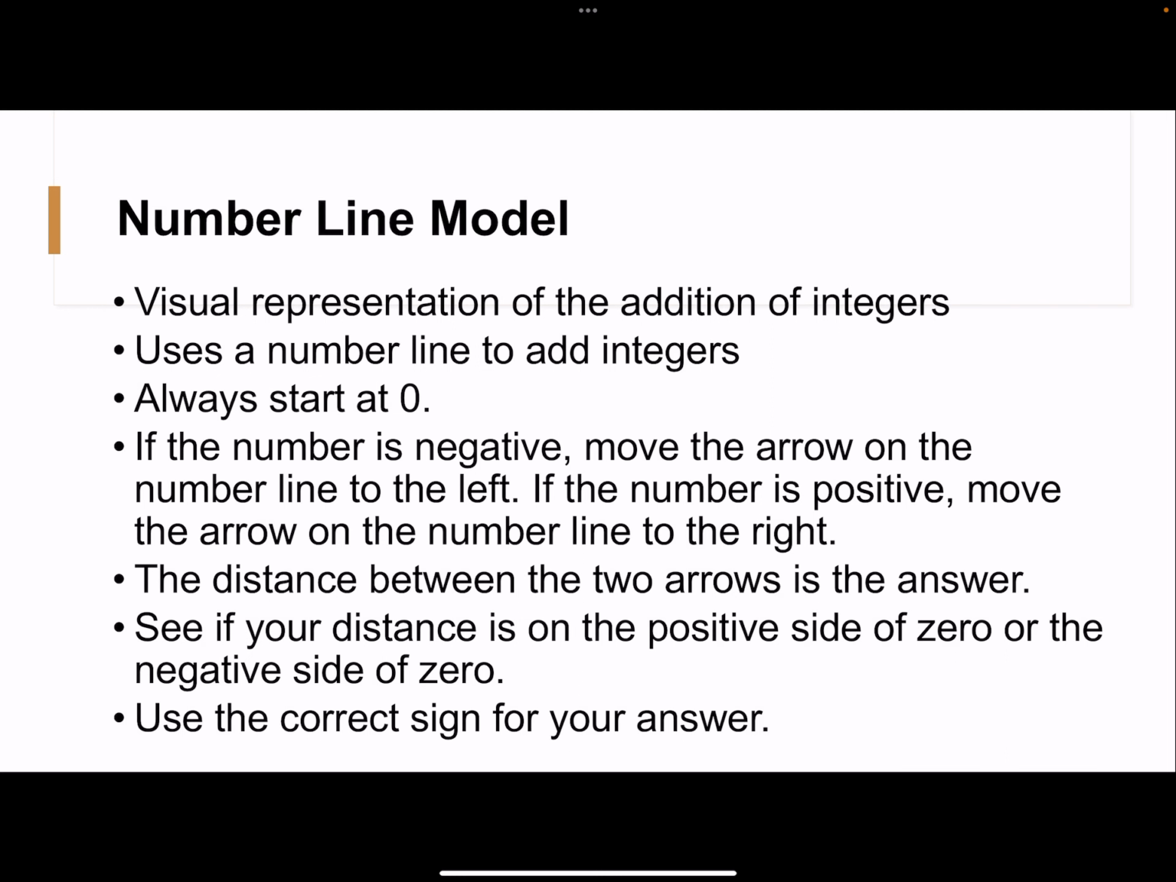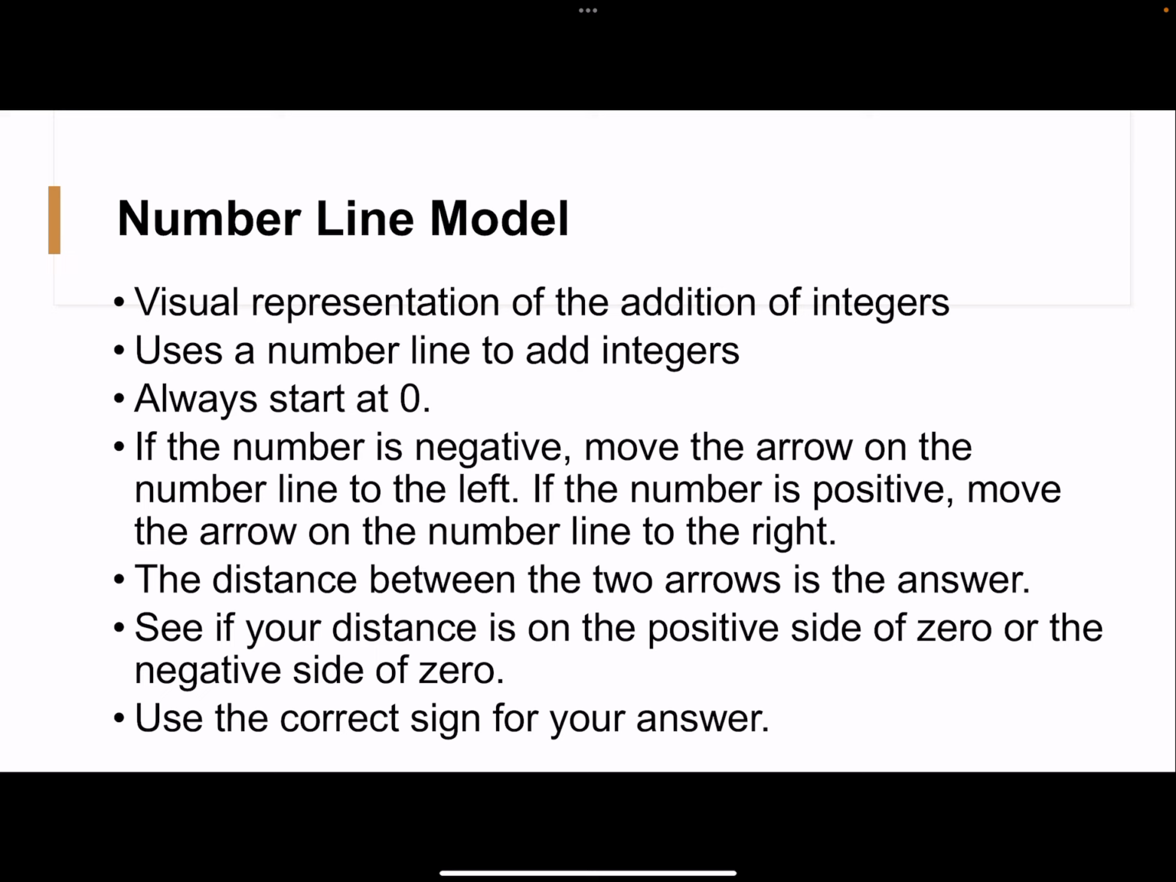One of the important ones that we use, typically starting off teaching the addition of integers, is the number line model. This is, again, a visual representation. We want to make sure that we're addressing all types of learning styles. That's the reason that we teach these different algorithms. To do the number line model, we're going to use the number line to add integers. And the way that we do this is we're going to always start at the number 0.